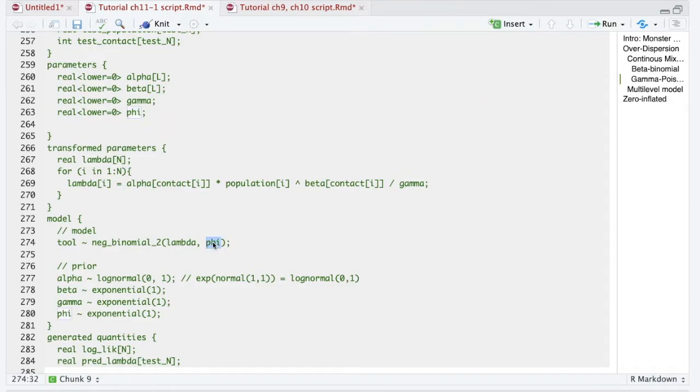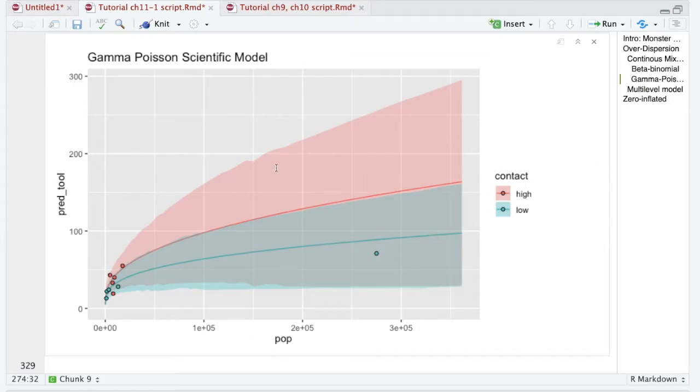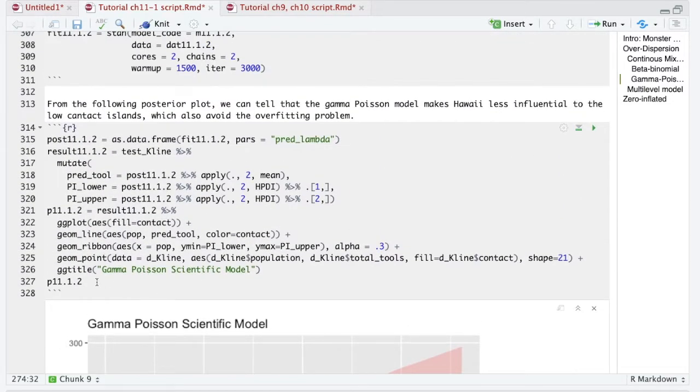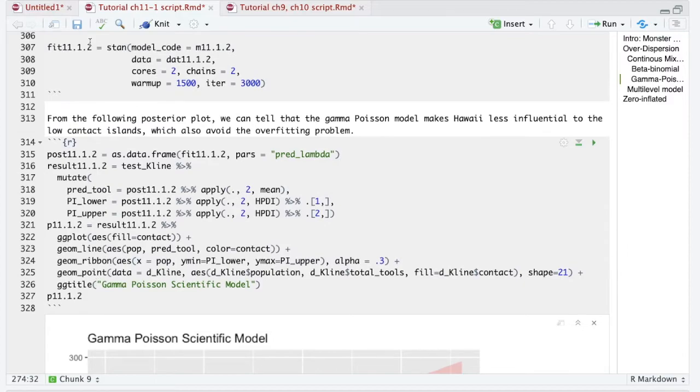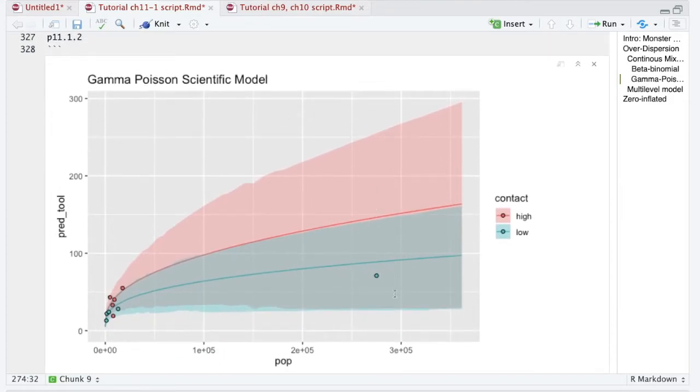Nothing changed, actually. The posterior result is totally different. We can use exactly the same code from chapter 10 to plot the posterior outputs of this new model. And then, surprisingly, wow, the gamma Poisson model actually adds lots of variance to the low contact rate islands. And now the prediction means do not cross the Hawaii island. So we are confident that the overfitting problem is somehow avoided.